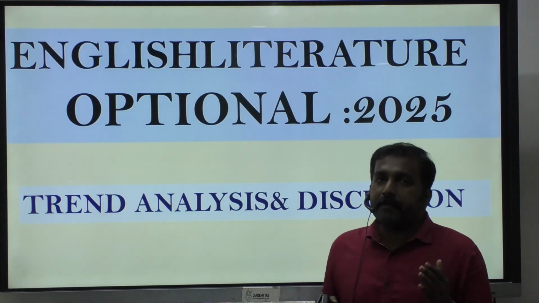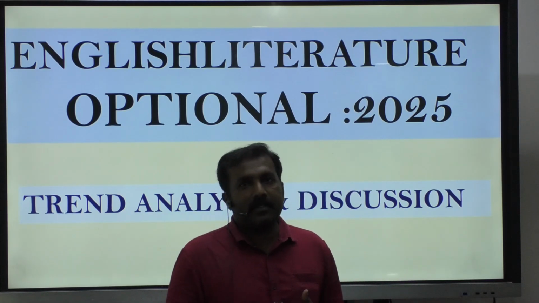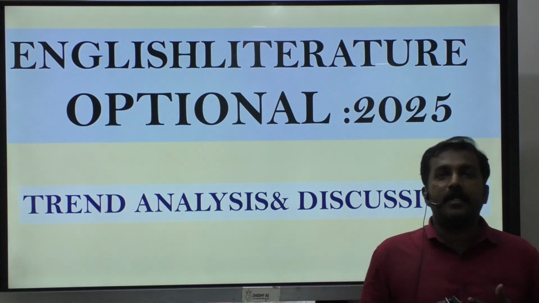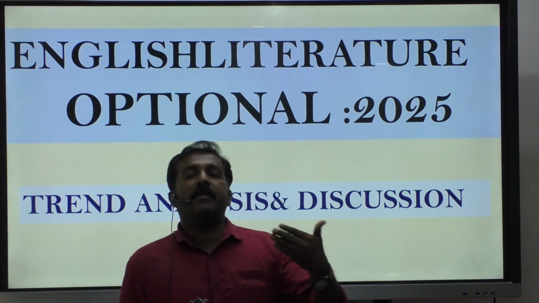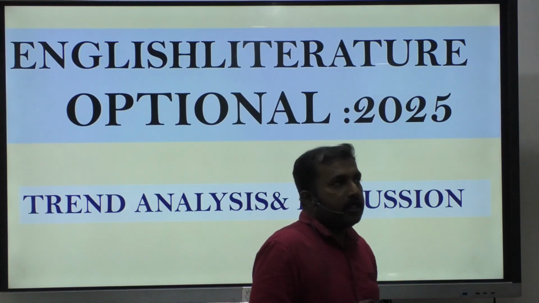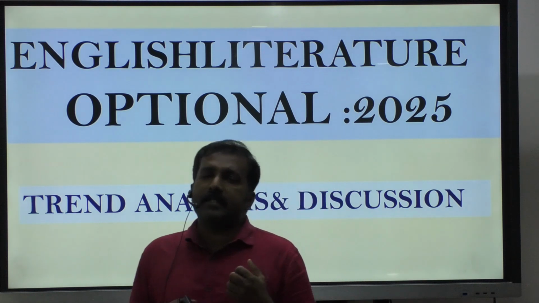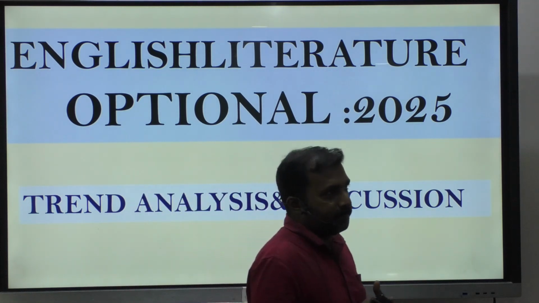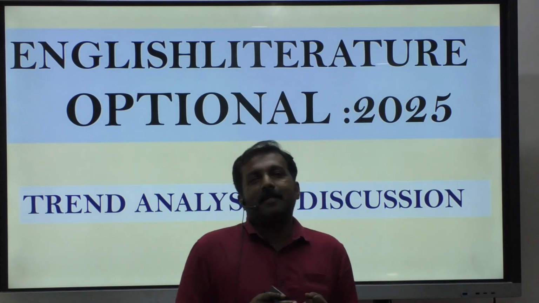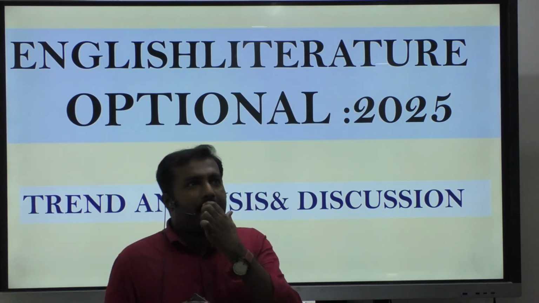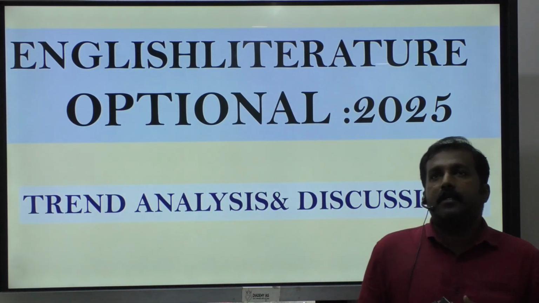When we analyze paper 1 and paper 2, paper 1 is comparatively easy. Some of our students mentioned that paper 1 is comparatively easy. Then we compare it with paper 2. When I check the 2025 questions, I noticed that both papers are equally easy. The pattern of questions is slightly changed in paper 2. That's the only change I feel.